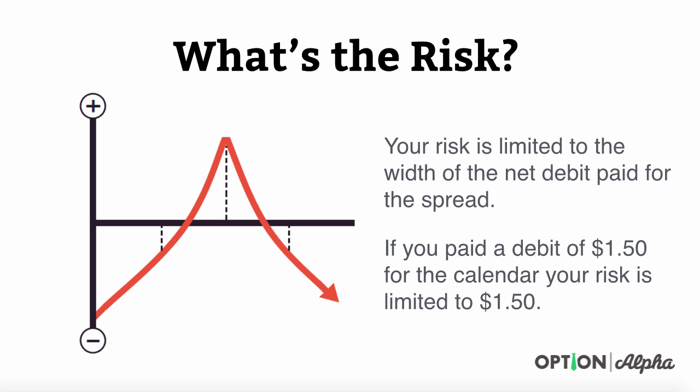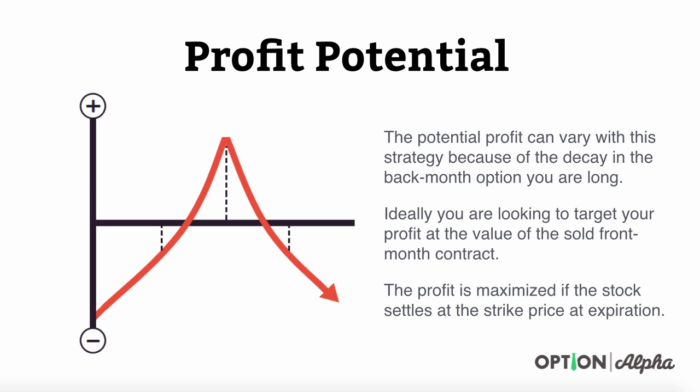So what's the risk? Your risk in these calendar spreads is limited to the net debit paid for the spread. So if you paid a debit of $150 for your calendar, your risk is limited to just that $150. You can't lose any more money than that.